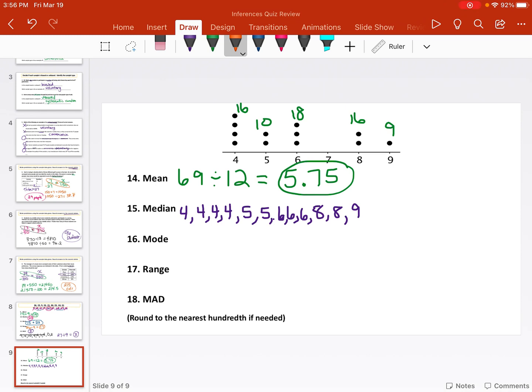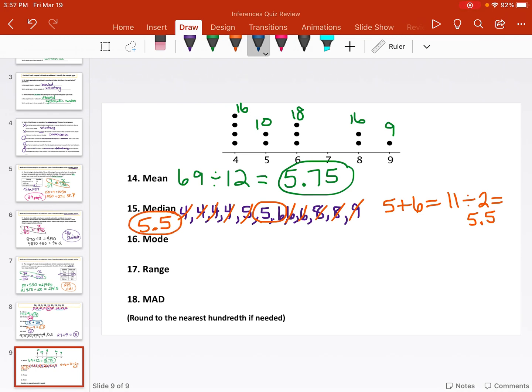Then for my median, I have the numbers listed out in order, least to greatest. Remember, we're going to work our way into the center. So cross those off. Those two, those two, those. And I have 2 in the center now. So I'm going to say 5 plus 6, which is 11, and then divide by 2. You're finding the mean or the average of those two, which is 5.5. So my median is 5.5.